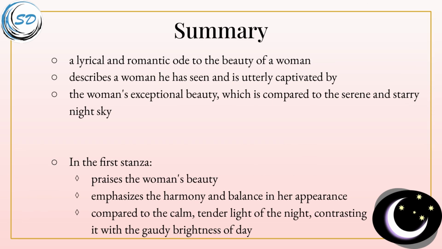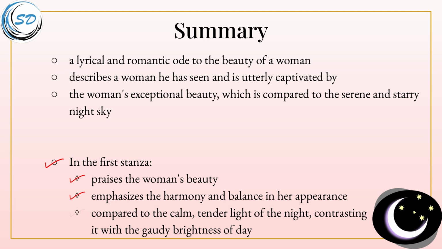The poem, She Walks in Beauty, by Lord Byron is a lyrical and romantic ode to the beauty of a woman. The speaker, presumably Byron himself, describes a woman he has seen and is utterly captivated by. The central theme of the poem is the woman's exceptional beauty, which is compared to the serene and starry night sky. In the first stanza, the speaker praises the woman's beauty, likening it to a cloudless night illuminated by starry skies. He emphasizes the harmony and balance in her appearance, where light and darkness come together in perfect unity.